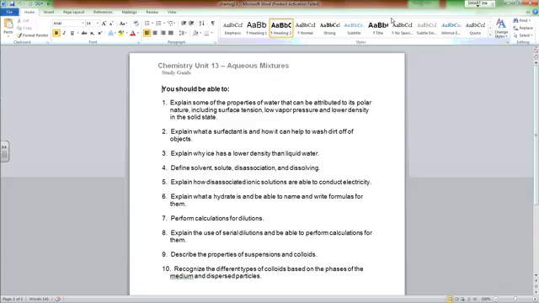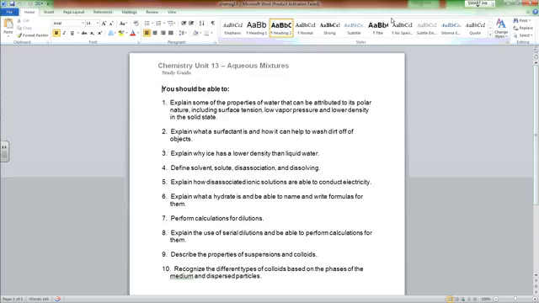And then number 10 says you should be able to recognize the different types of colloids based on the phases of the medium and the dispersed particles. So if I had a question on the test that was something like, you have solid particles dispersed in a gas, what type of colloid would that be? The answer would be smoke.